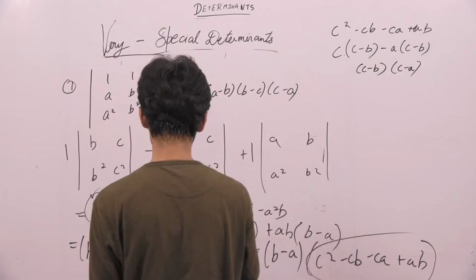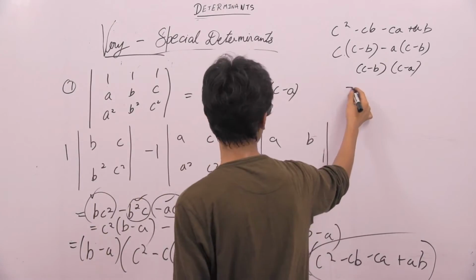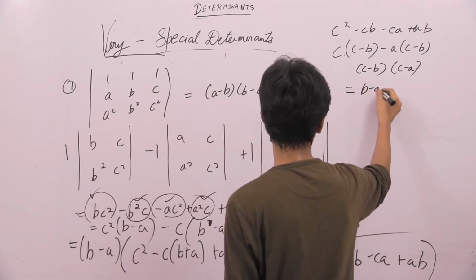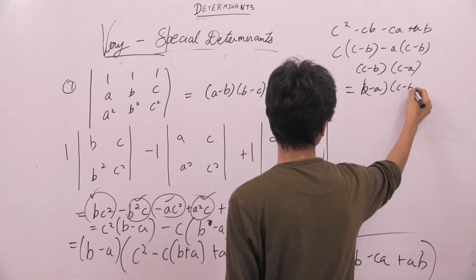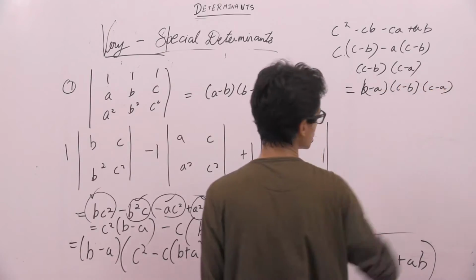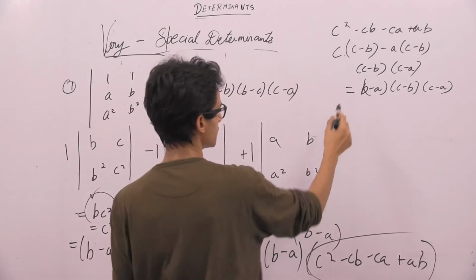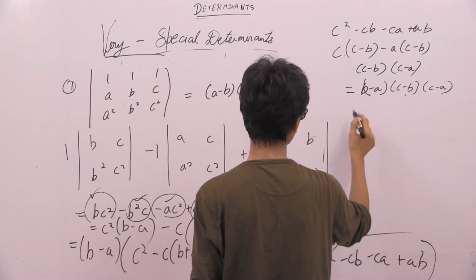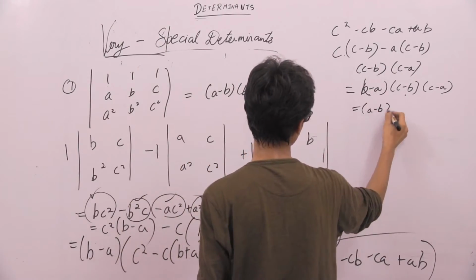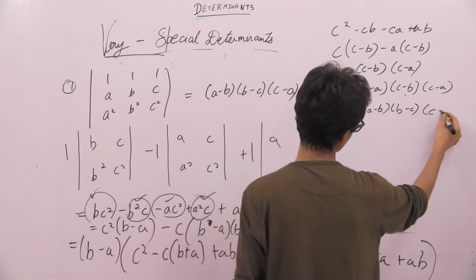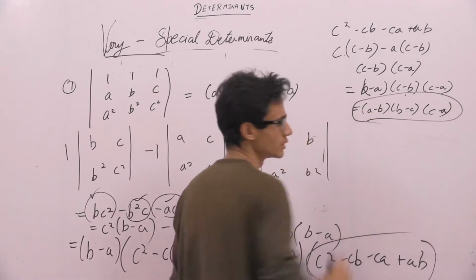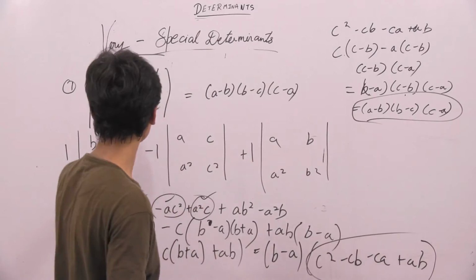So basically, what do we get? We get B minus A, C minus B, C minus A. This is our simplified equation. Multiplying this by minus 1 and this by minus 1, we get A minus B, B minus C, C minus A. So we have found out a simplified version of this determinant.